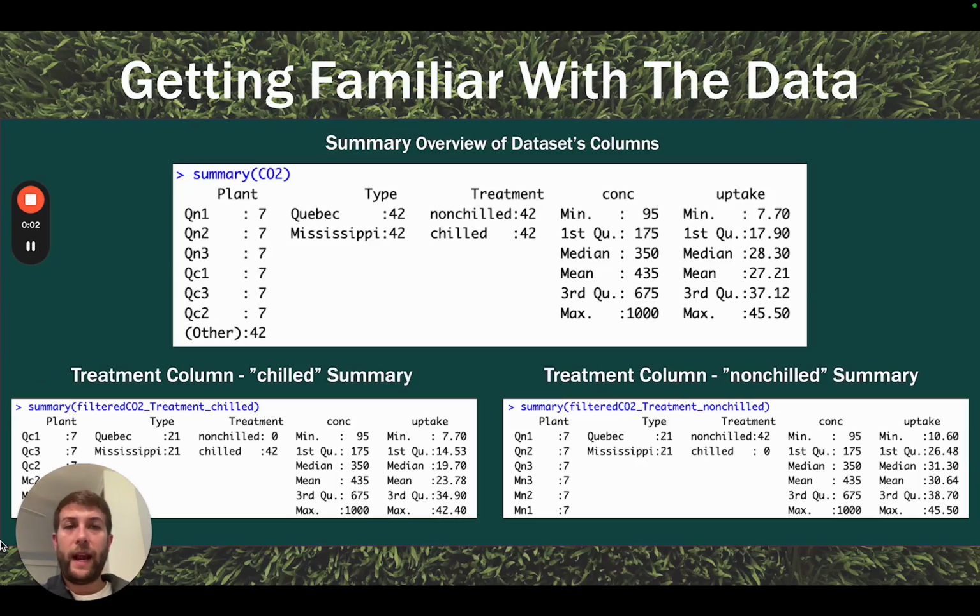To get familiar with the data, I used a summary function to get an overview of the data set, which showed me summary information, but most importantly, summary statistics for columns with numeric information. This showed me information such as minimum, maximum, first and third quartiles, the median, and the mean. I realized that the uptake column for the summary showed statistics for both chilled and unchilled treatment variables together. So I filtered the dataset to give me summary statistics on each treatment variable independently.